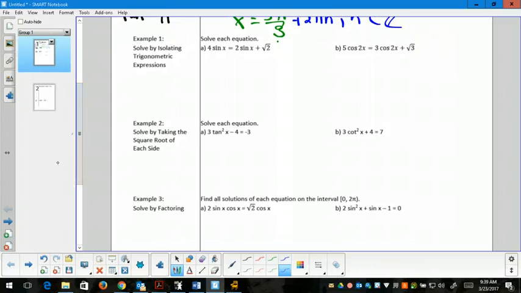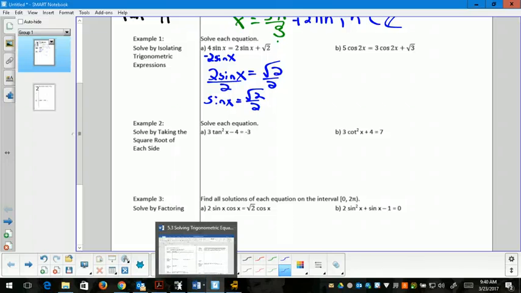All right, solve each equation. There's an equation, you look and go, yikes. But we're not doing a trig identity proof. We're past that. What we're doing is we're solving. So I'm going to subtract 2 sine x from both sides. Now I have 2 sine x equals the square root of 2. And I'm going to divide by 2. And I have sine x equals square root of 2 over 2. So I'm really saying, what value of x would make sine equal square root of 2 over 2.